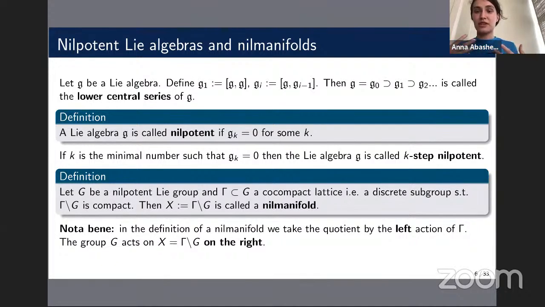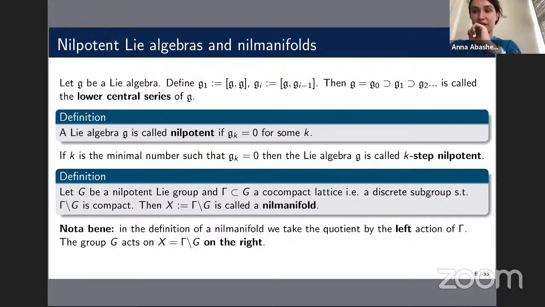This was a definition of a nilpotent Lie algebra, and in exactly the same way, one can give a definition of a nilpotent Lie group. Nilpotent Lie groups are non-compact, but there is always a way to make them compact. By a theorem of Maltsev, there always exists a co-compact lattice in a nilpotent Lie group G, namely a discrete subgroup gamma of G, such that the quotient of G by this subgroup is compact. Then the quotient of G by gamma is called a nil manifold.